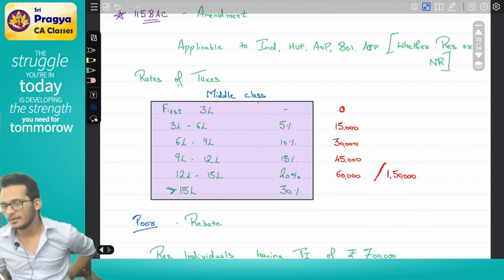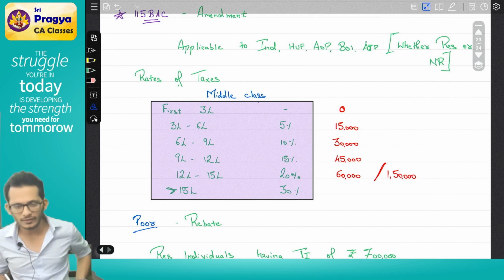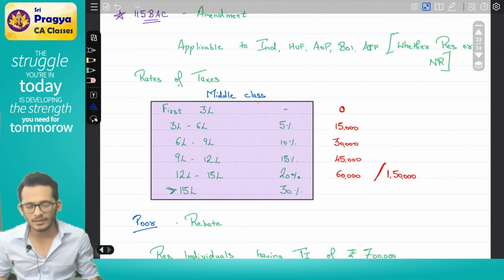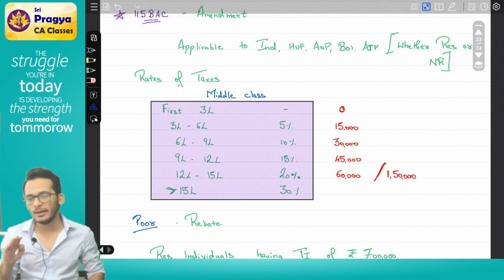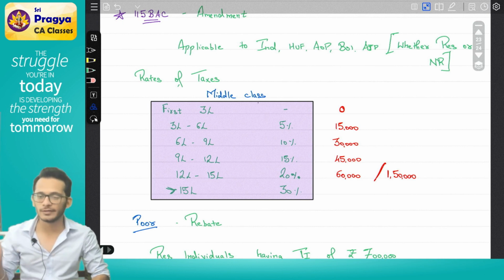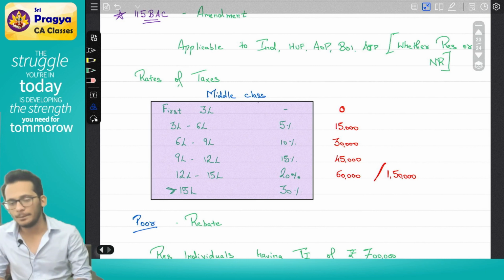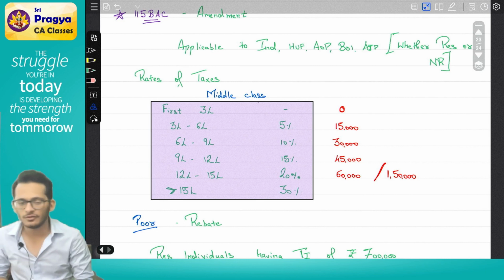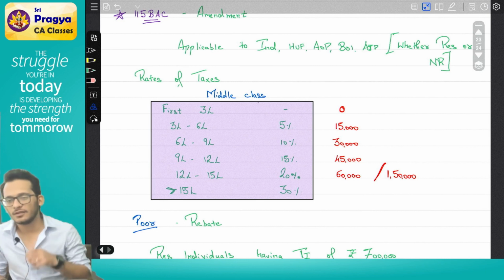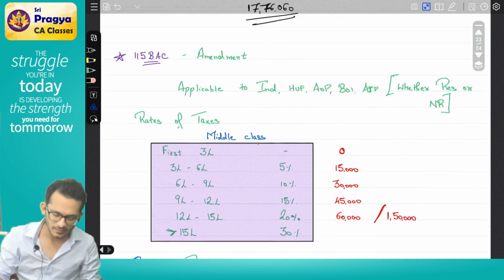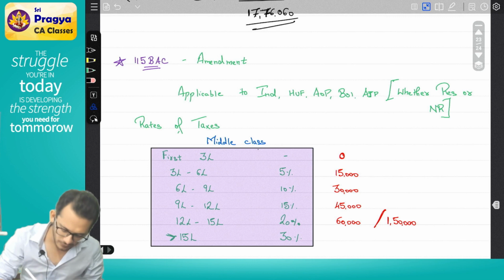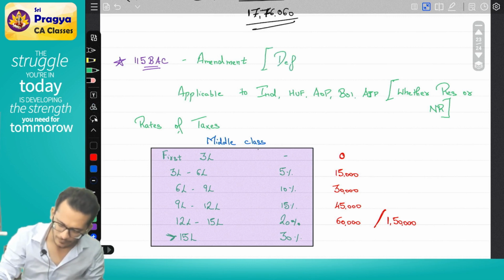This is what we learnt. Now, the one thing you have to keep in mind is that the government was not happy because people were not using the new regime. So this year they said, forget old regime, new regime. Going forward, 115BAC is called the default tax regime.